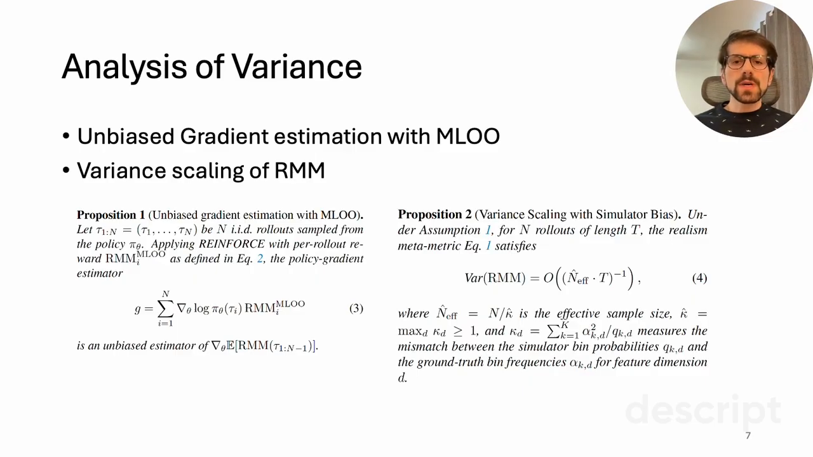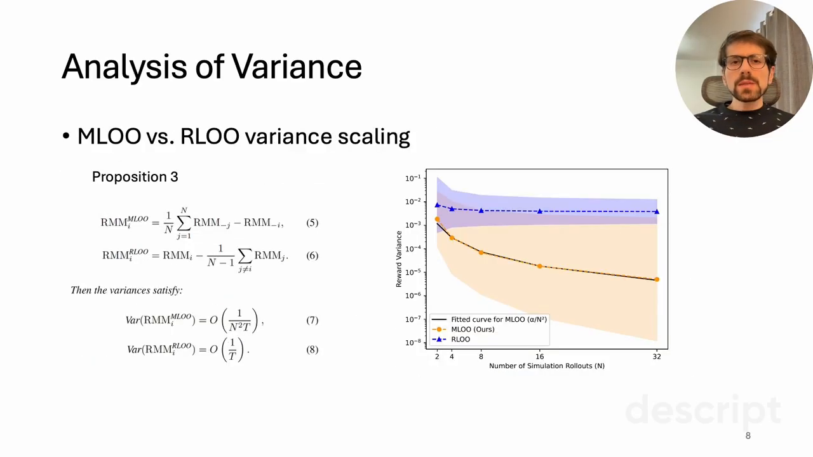First, in proposition 1, we show that considering the REINFORCE algorithm, the gradient estimate with MLOO-based reward is an unbiased estimator of the policy gradients for an equivalent RMM-based reward function with a smaller number of rollouts by 1. Then in proposition 2, we show that the variance of RMM scales inversely with the number of rollouts and time steps. Last but not least, in proposition 3, we showcase the superior variance scaling of MLOO compared with RLOO.